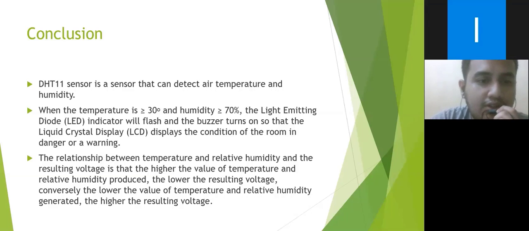The relationship between temperature and relative humidity and the resulting voltage is that the higher the value of temperature and relative humidity product, the lower the resulting voltage. Conversely, the lower the value of temperature and relative humidity generated, the higher the resulting voltage.